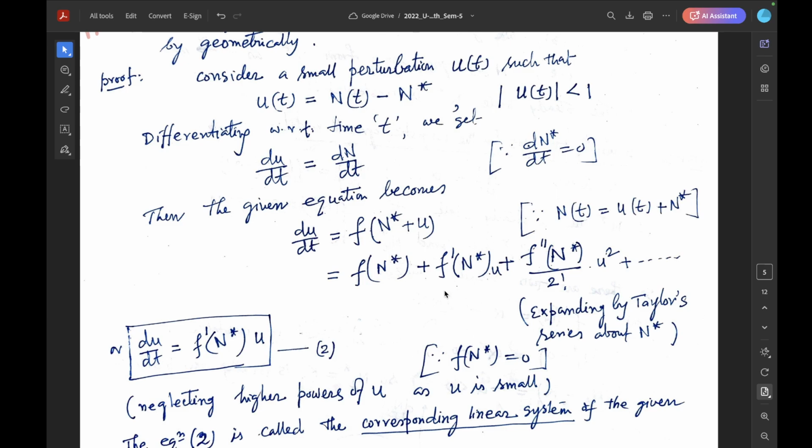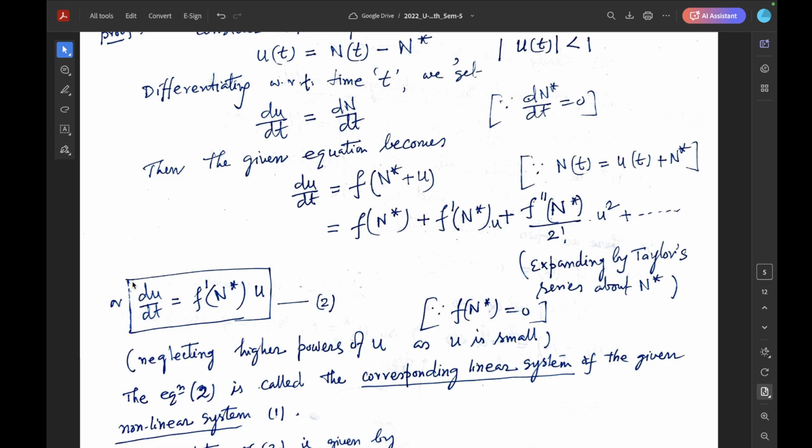And since f(n star) equals 0, because n star is the fixed point, we get f dash(n star) u, neglecting the second derivative and higher order derivatives, the higher powers of u square, because u is very small, so u square is also small and u cube also small, and so on. So we get du/dt equal to f dash(n star) into u, and this is obviously the linear system of the given nonlinear system 1.